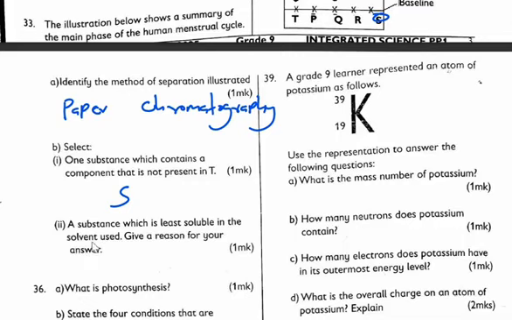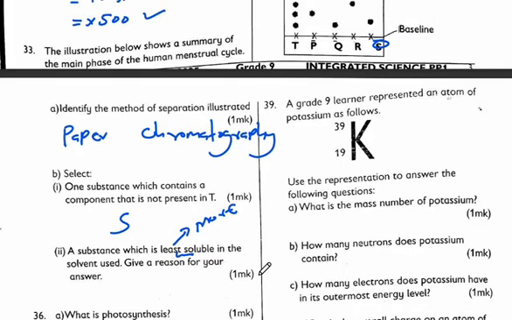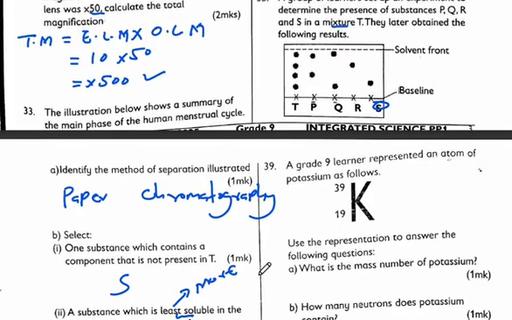Roman 2, a substance which is least soluble in the solvent used. Give a reason for your answer. When you hear the word least soluble, it means it never dissolved with the solvent, and therefore it is more sticky. When it is more sticky, it is going to travel a shorter distance. If it is not sticky, that is more soluble, it is going to travel a longer distance.